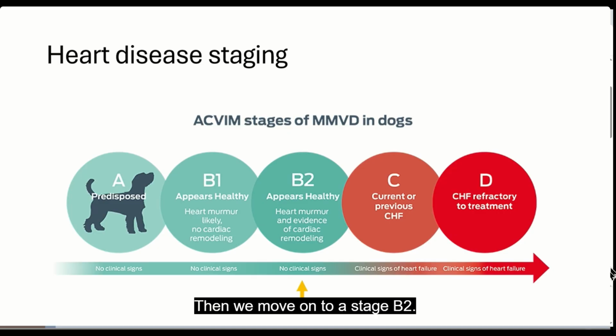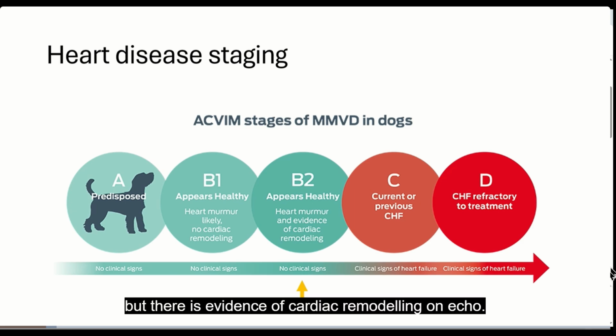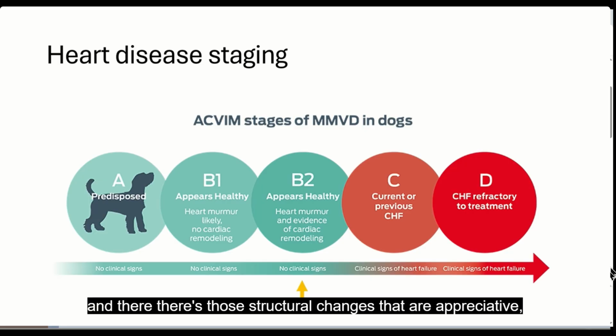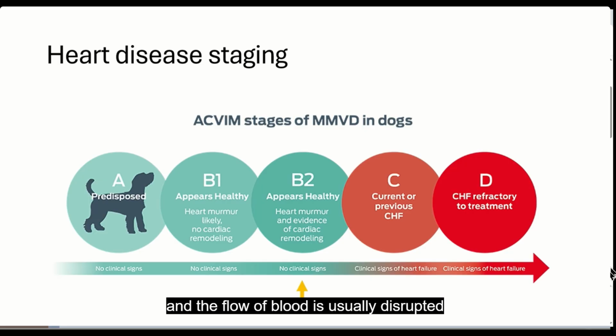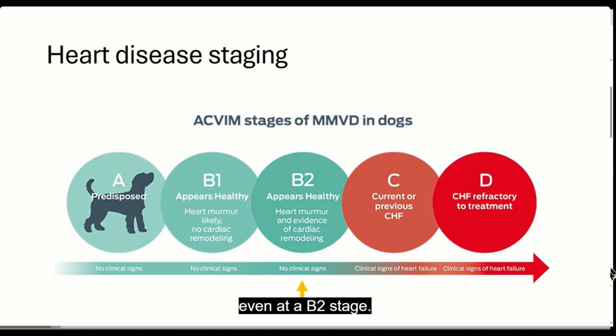Then we move on to a stage B2. This is where our patient most definitely has a heart murmur now, but there is evidence of cardiac remodeling on echo. So we can see chamber enlargement. We can often see myocardial changes as well. There are those structural changes that are appreciable, and the flow of blood is usually disrupted in more than a minimal way. We don't often hear of clinical signs reported by the owners even at a B2 stage.